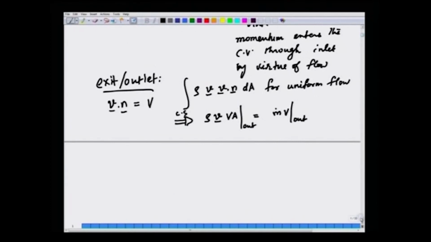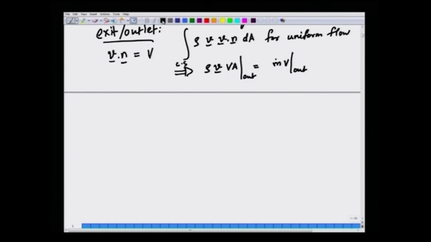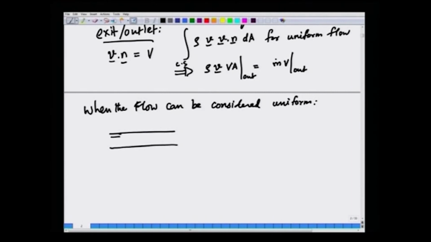But having said that, we also have to worry about more realistic cases. Before I do that, let me also say when the flow can be considered uniform. Well, as we saw in the last lecture, whenever you have a free jet, a jet of water that exits into the atmosphere, then uniform flow is a very good approximation.